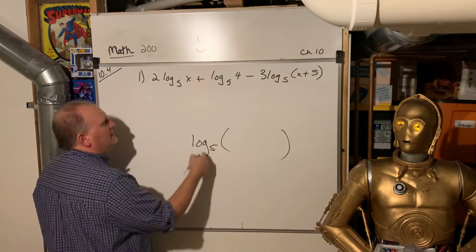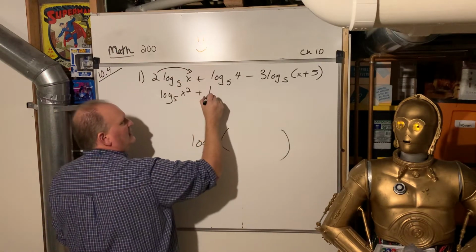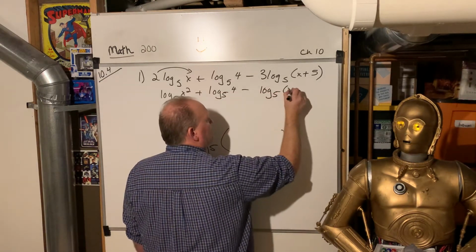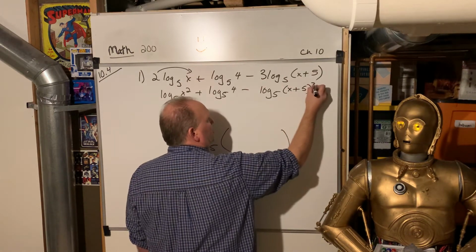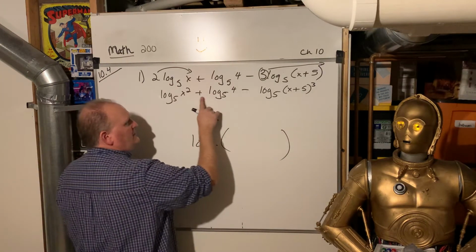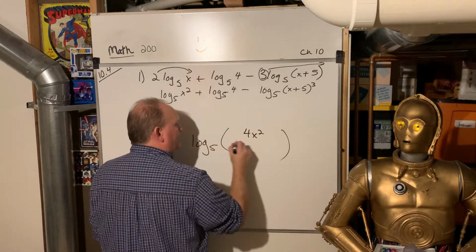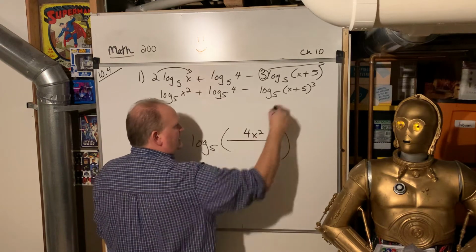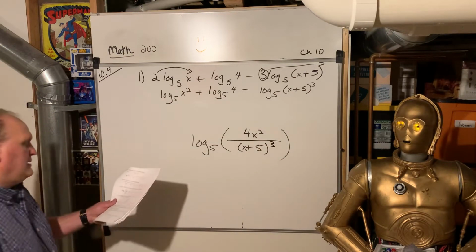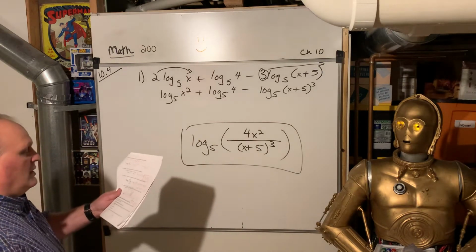That's the plan. So this is going to become log base 5 of x squared, I'm going to pull that back up, log base 5 of 4 minus log base 5 of x plus 5 to the 3rd, pulling that back up. Plus means multiply, so I got log base 5 of 4 times x squared on the top. Minus means divide, x plus 5 cubed on the bottom. And there we go, all under the same log. Lovely.